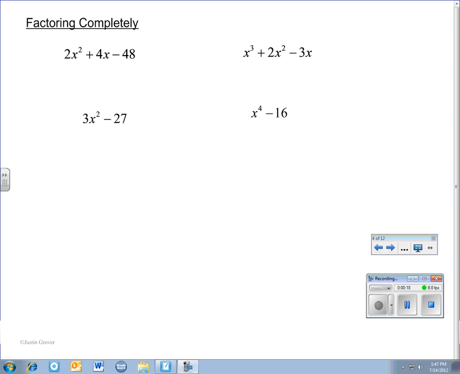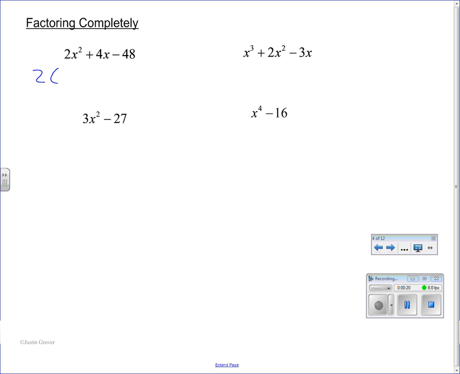In this case, the answer is yes. You could take out the 2 and you're left with x squared plus 2x minus 24. And then what you need to recognize or look for again is, can I factor what's left over? And you can. You have a trinomial there that can be factored with x plus 6, x minus 4.